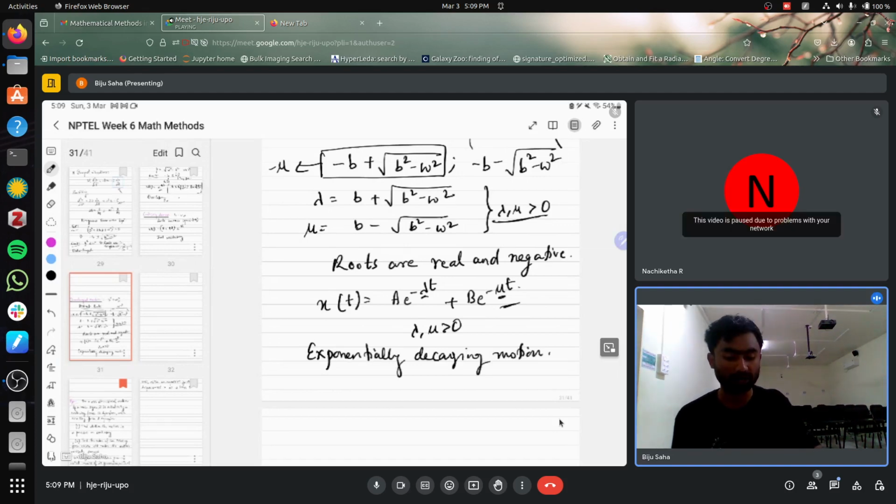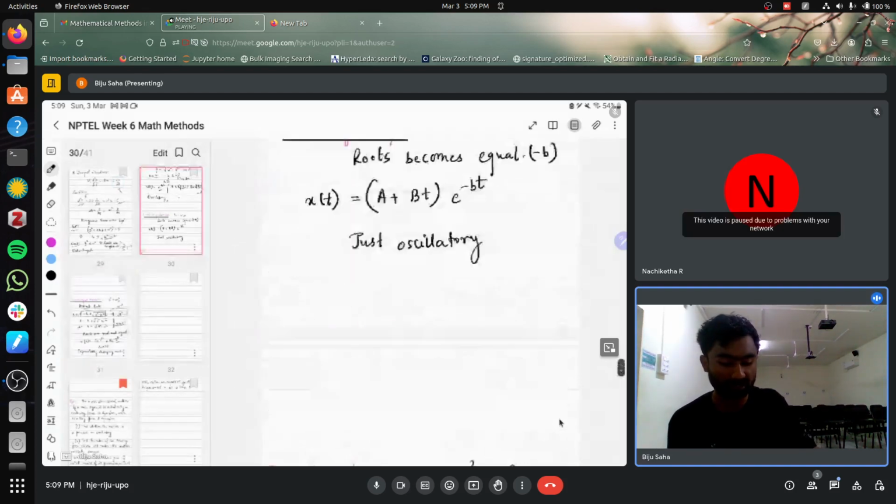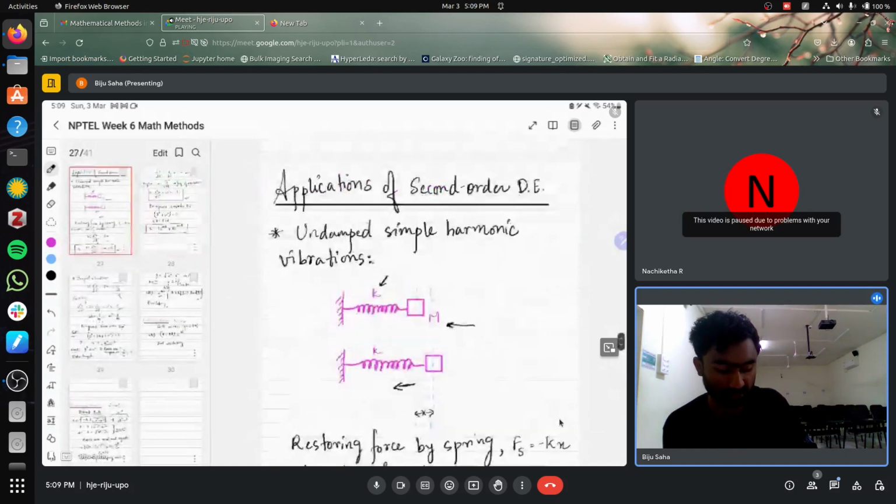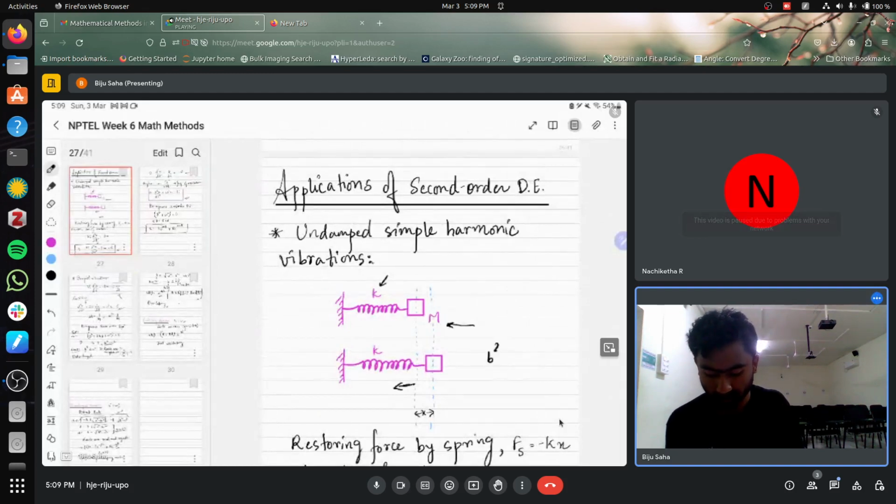So what happens is this: for this particular case, you displace the block by a slight displacement x, and if your b square happens to be greater than omega square, then the motion becomes overdamped. So with time it comes back to its original position and it just stays there. It doesn't oscillate about its mean position. It just stops at a certain position. So the oscillatory motion is not present in the case of this overdamped scenario.